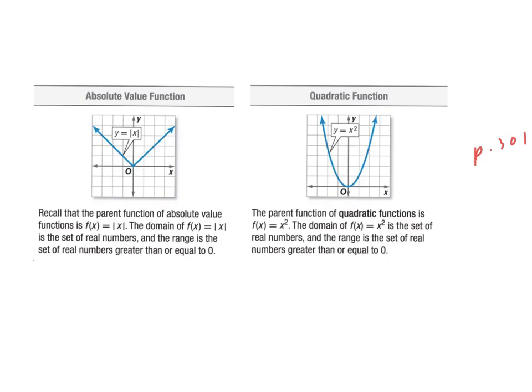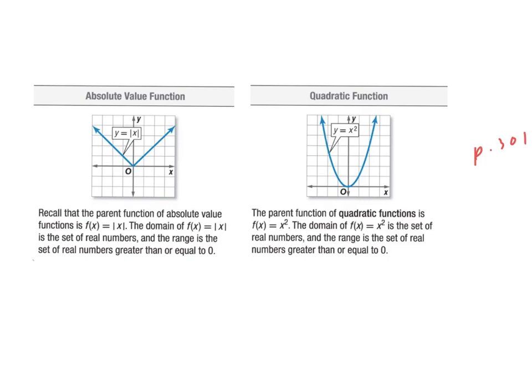Same thing is true with these parent functions. If there's an absolute value, it's still going to look like a v. It might not look like the same v, but it's still a v. A parabola is still going to be a parabola. It just might be smashed down or something, or shifted over, or whatever. That's why it's called a parent function.